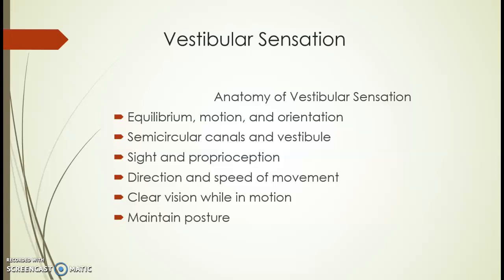The anatomy of vestibular sensation. It is responsible for equilibrium, motion, and orientation. The structures that make up the vestibular system are found in the inner ear and are the semicircular canals and the vestibule. Sight and proprioception are the senses that are also used to achieve equilibrium. Without the balance that the vestibular sensation gives, a person would not be able to determine the direction and speed of movements, such as an object coming toward us. Nor would they actually be able to see clearly while moving, or be able to maintain posture to stay upright and to not fall over.